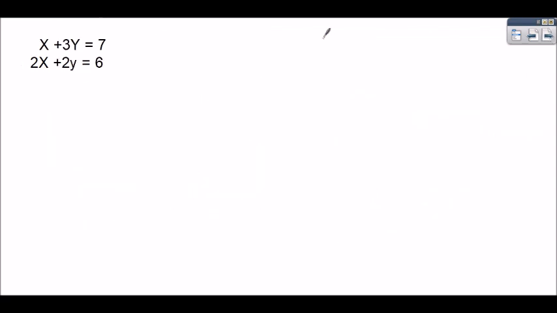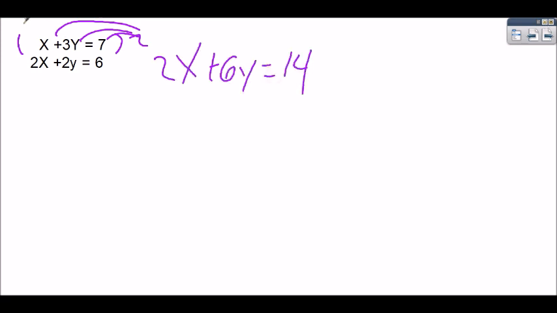Okay, so let's check our steps. They are lined up. I don't have the same number in front. So what I'm going to have to do is multiply a number to make them be the same. And I'm going to multiply this top one by 2. By doing that, I get 2x plus 6y is equal to 14. So now I have 2x and 2x.